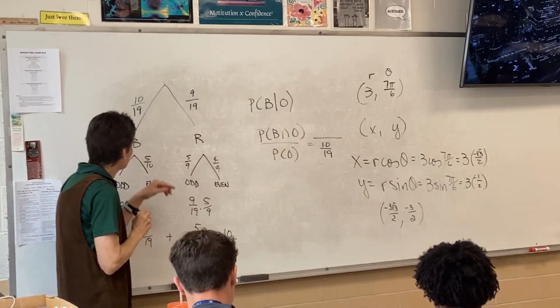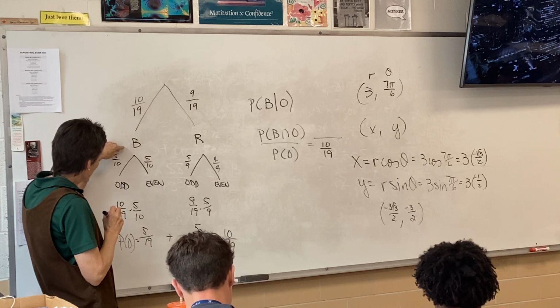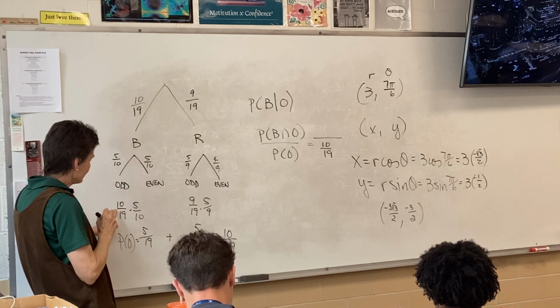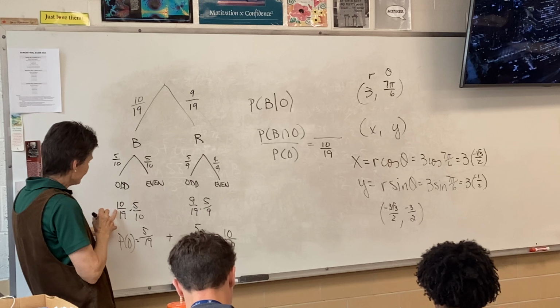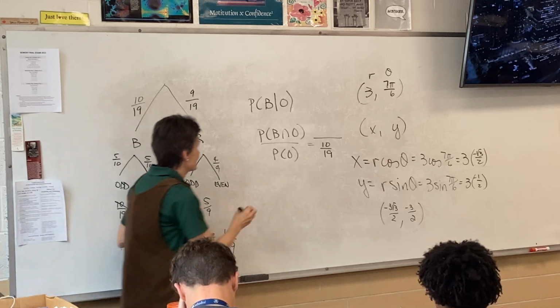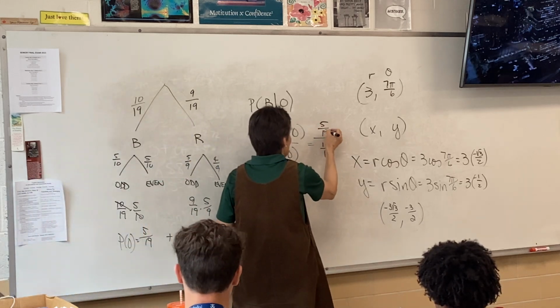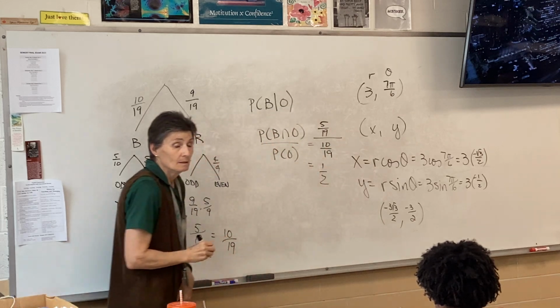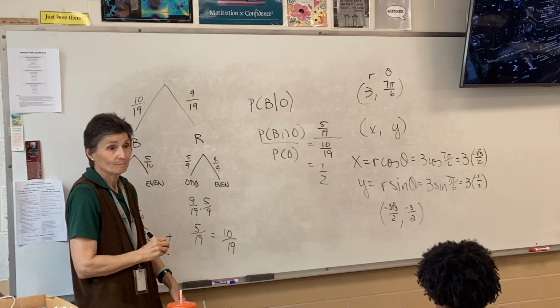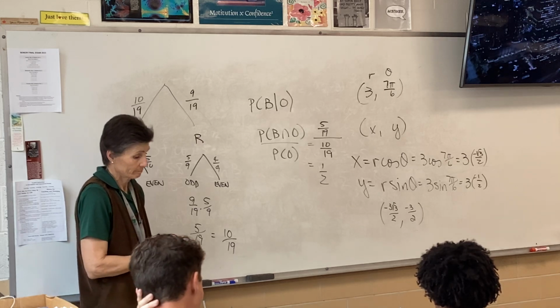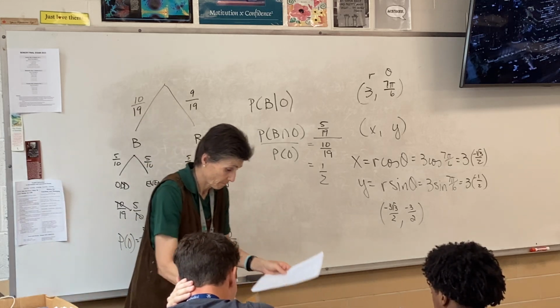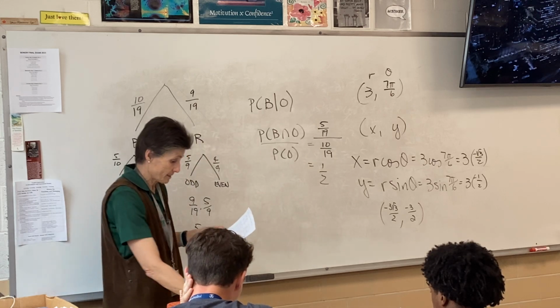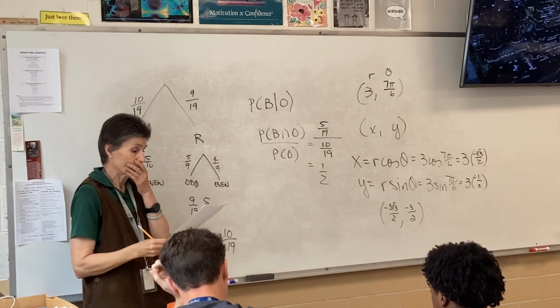What's the probability of blue and odd? That was 5/19. So it looks like my answer is 1/2. My answer is 1/2. All right, who else sees something that we need to look at?